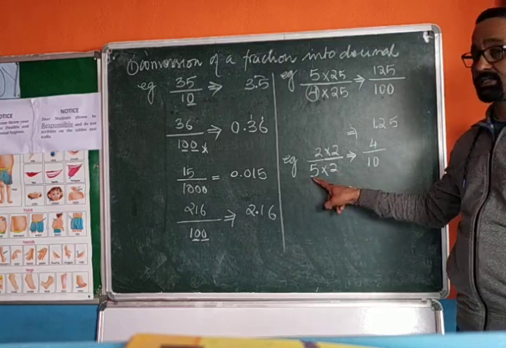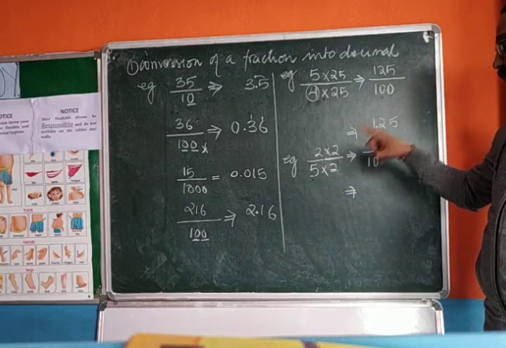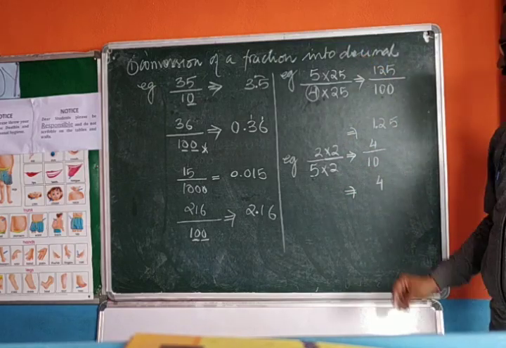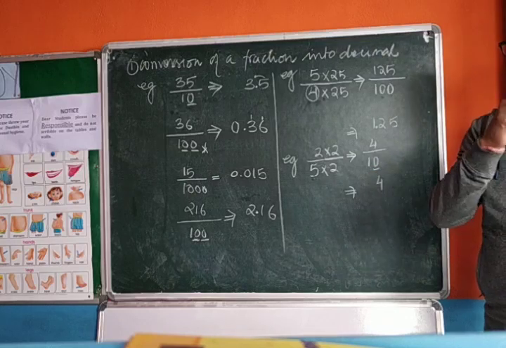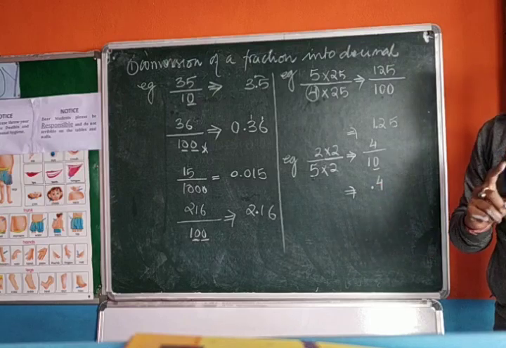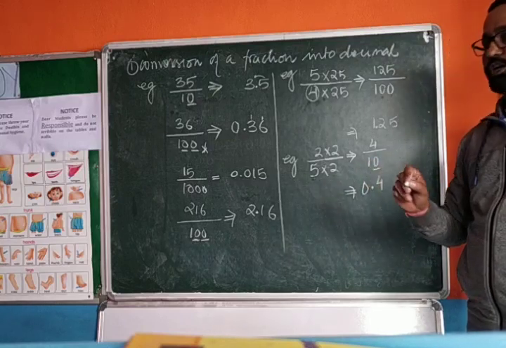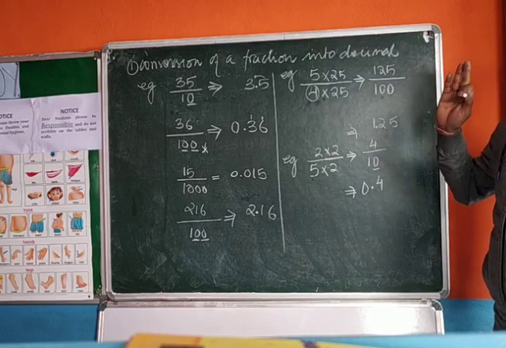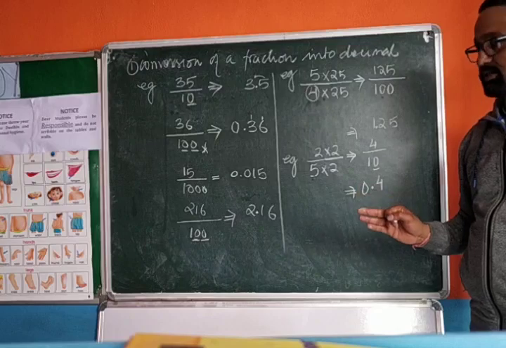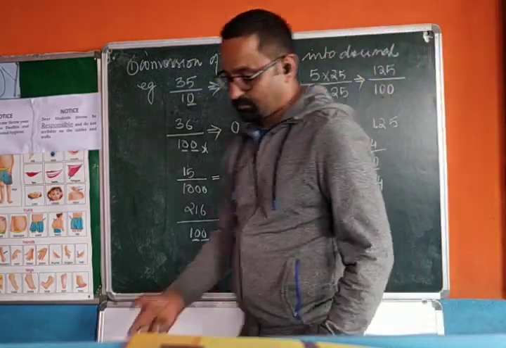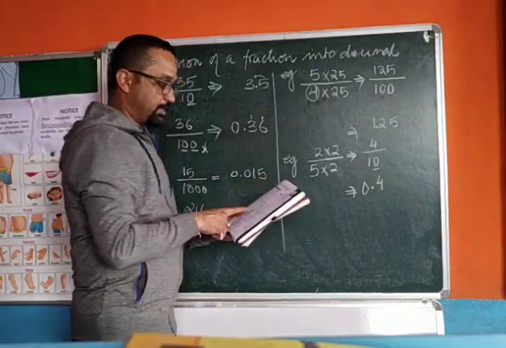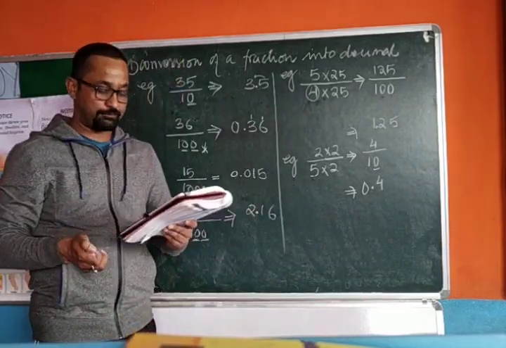Now 5 has converted to 10, so we can convert into decimal. 4, count number of zeros, 1 zero, 1 place, decimal. You should not leave it like this, you have to put 0 in front. This is type 1, conversion of fraction into decimals. And these are when denominator is not 10, 100 or 1000.